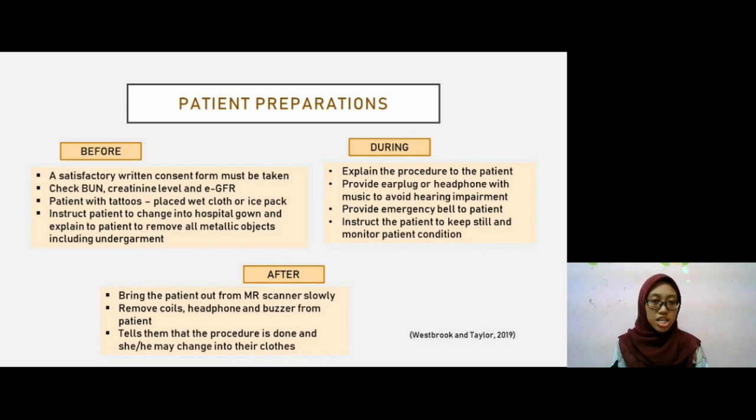After the examination, bring the patient out from the MR scanner slowly. This is because we have to give the patient time to adapt to the situation after a long MRI examination. Remove coils, headphones, and buzzer or emergency bell from the patient, tell them that the procedure is done and she or he may change into their clothes.